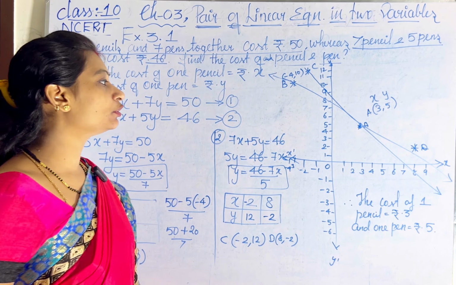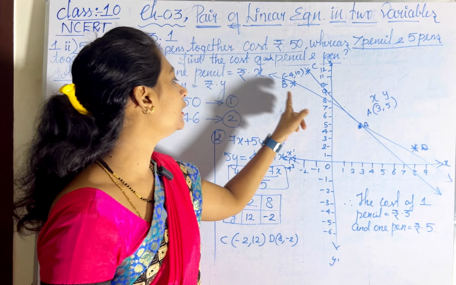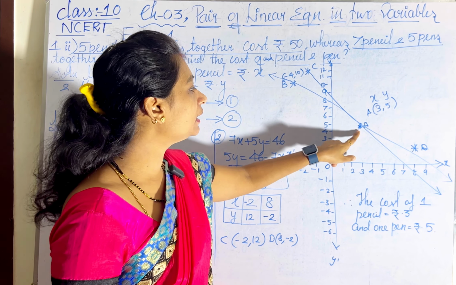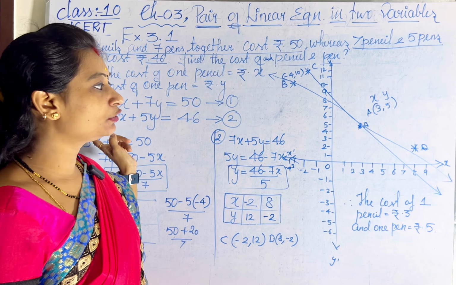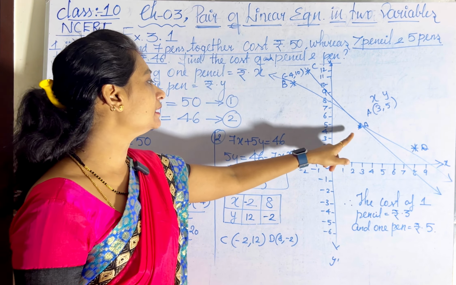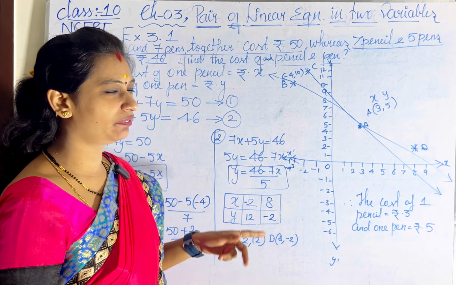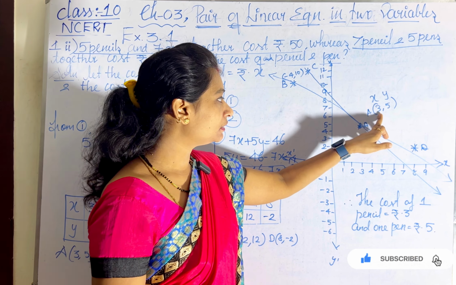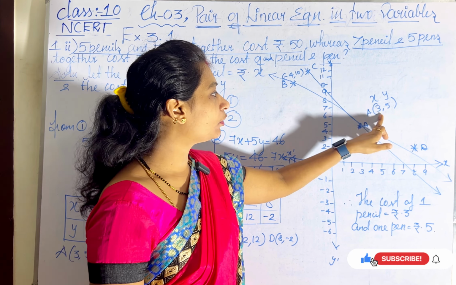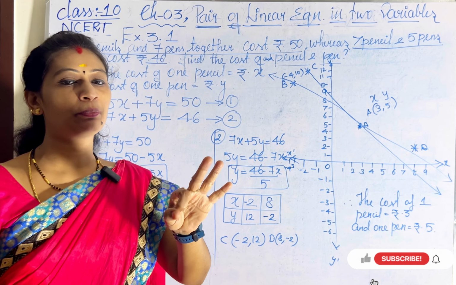Now plot the points on the graph. So we will be getting two lines. Where the two lines intersect, that will be the solution for the given pair of linear equations in two variables. So the given lines intersect at the point 3, 5, which means that x equal to 3 and y equal to 5. From this you can understand the cost of one pencil equal to 3 rupees and one pen equal to 5 rupees.